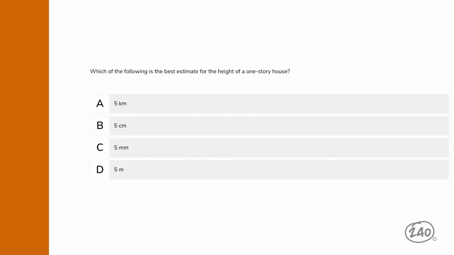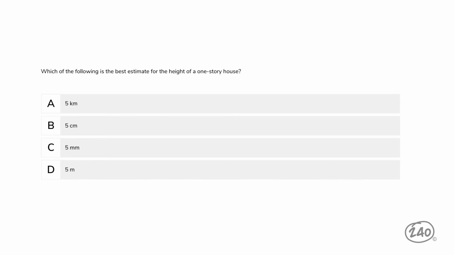Here's a measurement question. Which of the following is the best estimate for the height of a 1-story house? A meter is about the length of a guitar, and a one-story house is about the same height as 5 guitars, so this answer is best.